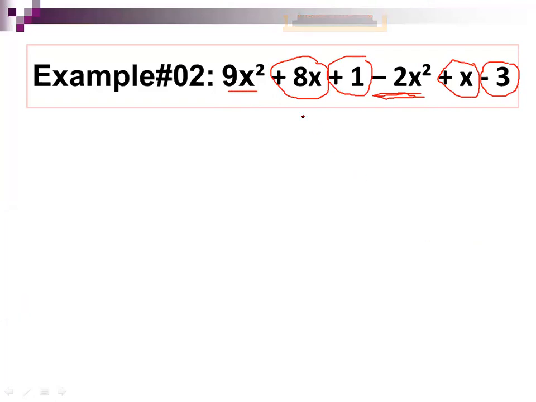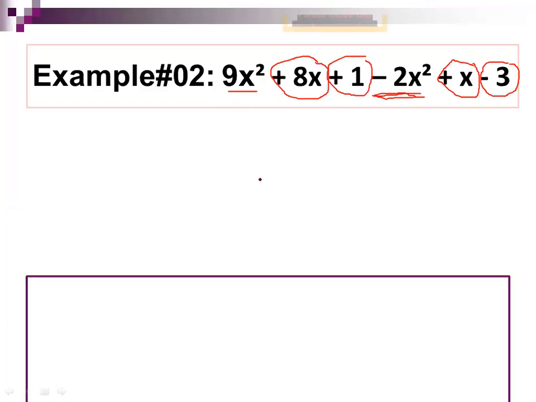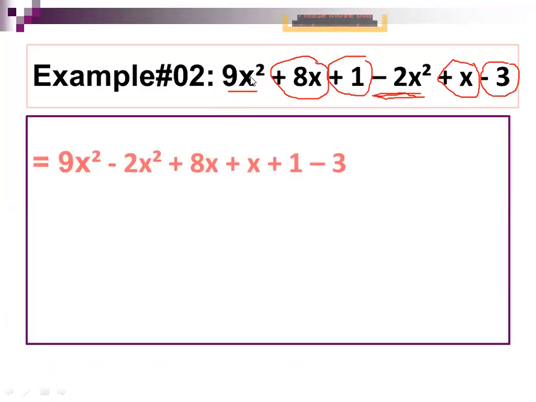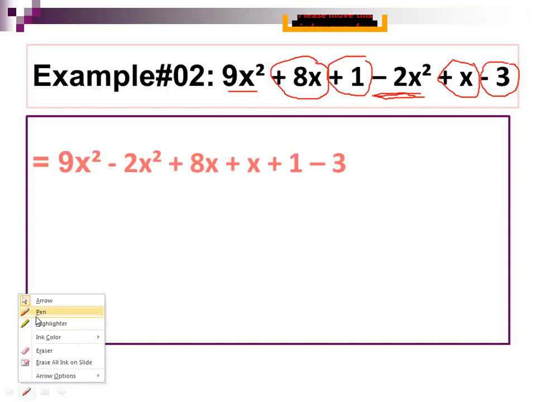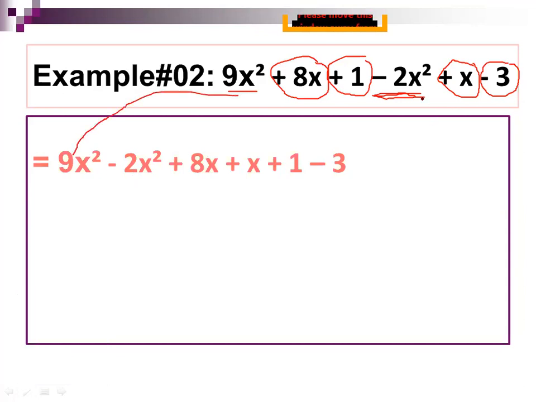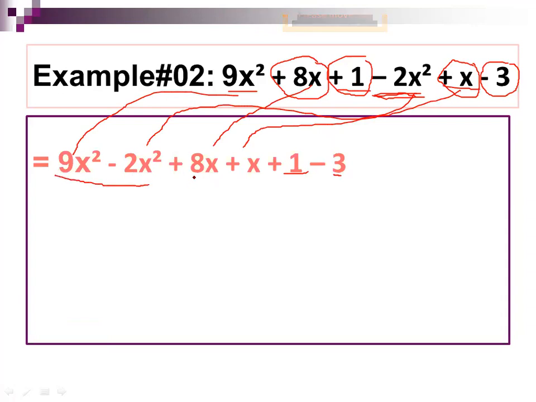Now you have to simply arrange the like terms together. First you will write 9x squared, then minus 2x squared, please keep it in your mind. Then plus 8x, and then plus x. Then plus 1, and then minus 3. Now this is the first like term, this is the second like term, and these are the third one.